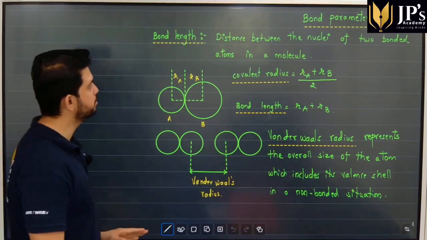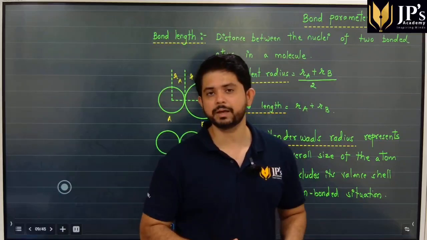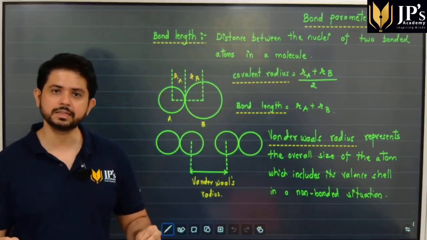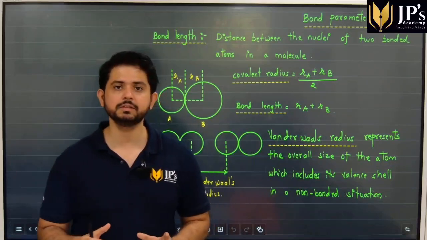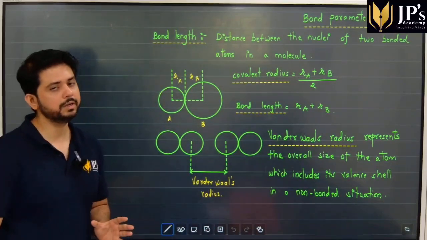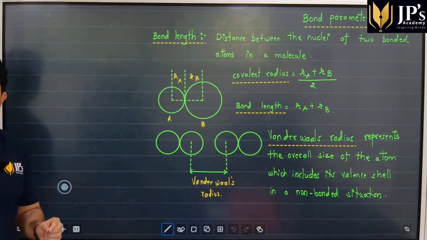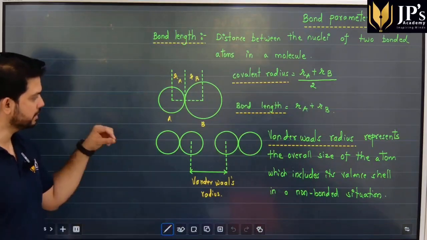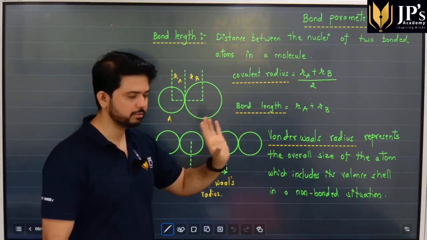Next we have, students, bond parameter. The first bond parameter that we will understand is called as bond length. Students, bond length is nothing but half the distance between the nuclei of a covalently bonded atom. इसे हम बोलेंगे covalent radius भी आप बोल सकते हैं. Similarly, we have something also called as van der Waals radius.